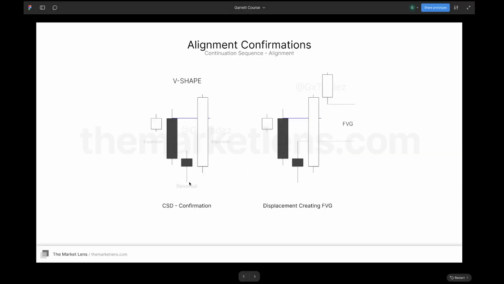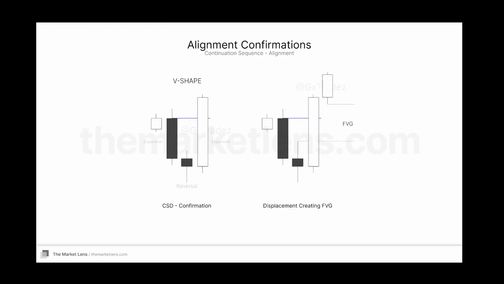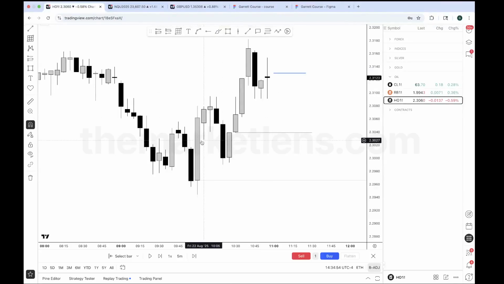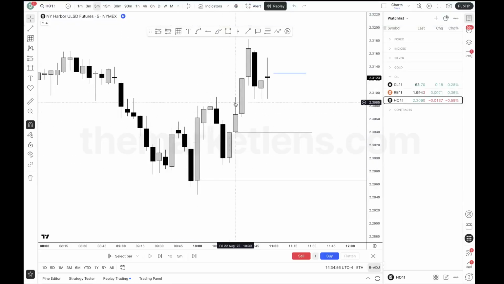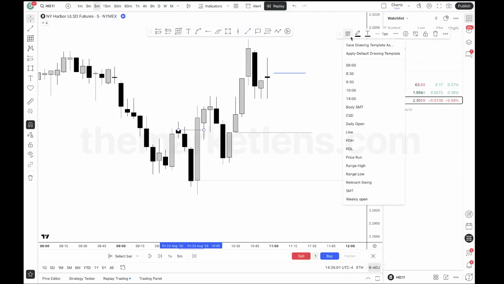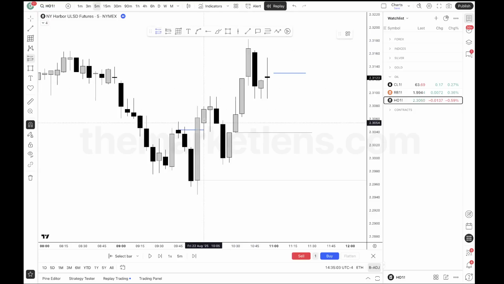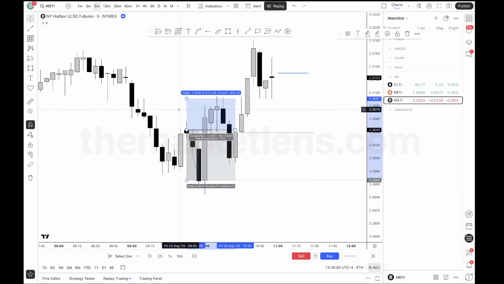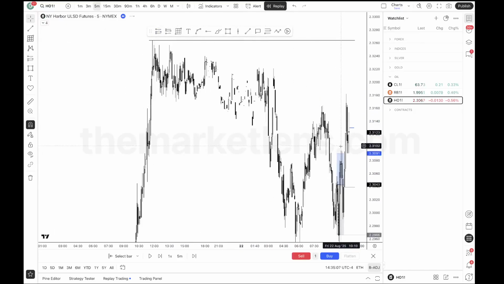All right, I want to see that V-shaped signature with a gap. So, do we have that? Yes, we have that V-shaped signature, we have that gap. So this was my first entry you guys saw. I believe I took it right here, right? So this is my first entry, taking it to this high.